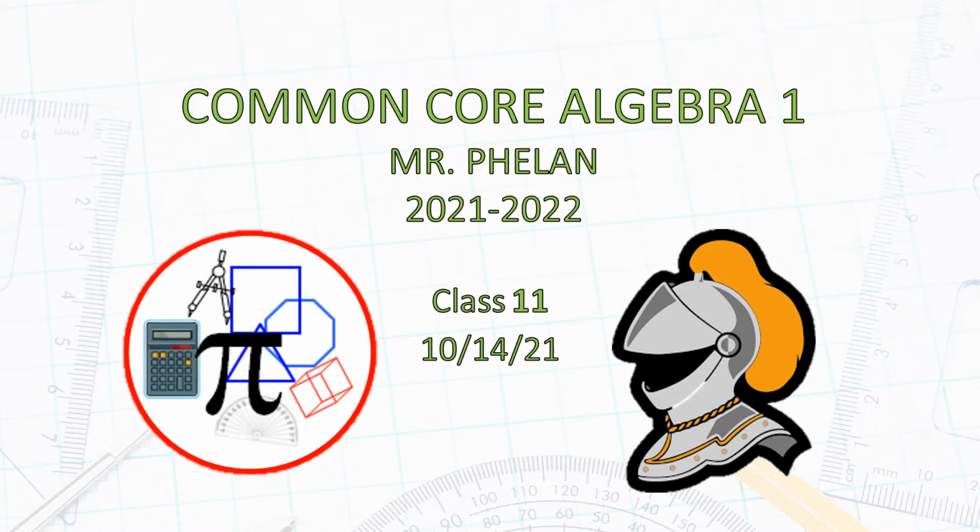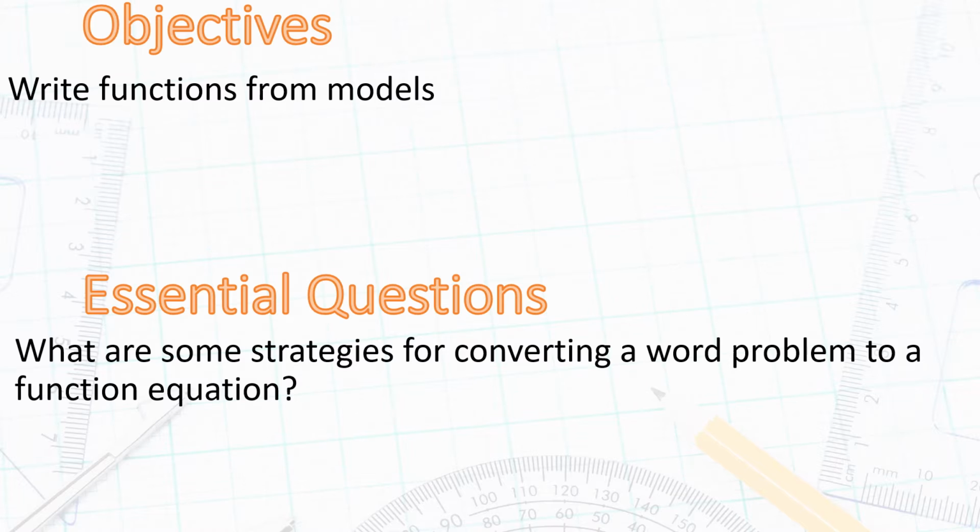Hey everyone. All right, so we are going to be doing a shorter one today, but very important. We're going to be converting word problems into written functions. So this is called modeling, where you're given a word problem and you're trying to write an equation in function form that's going to represent that situation. So our essential question for today is: can you pick up some strategies for helping you convert word problems into functions?